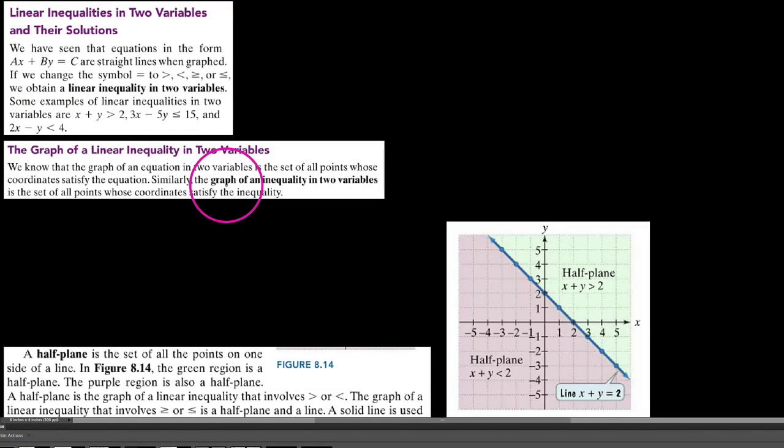Okay, YouTube, this is my first video in my module on graphing linear and nonlinear inequalities as well as systems of inequalities. What we're going to start with in this video is the idea of what a linear inequality might be and how we might represent its solutions.